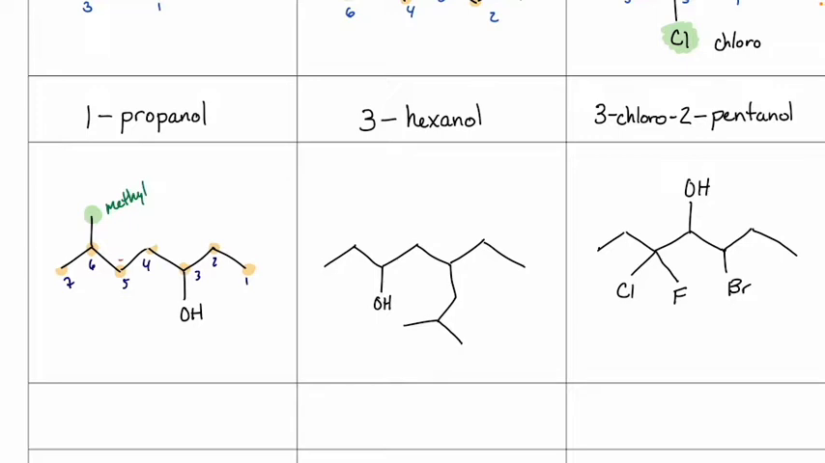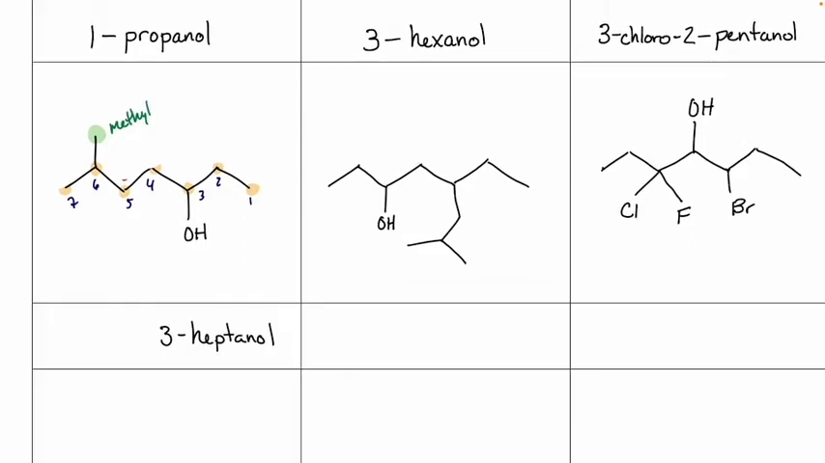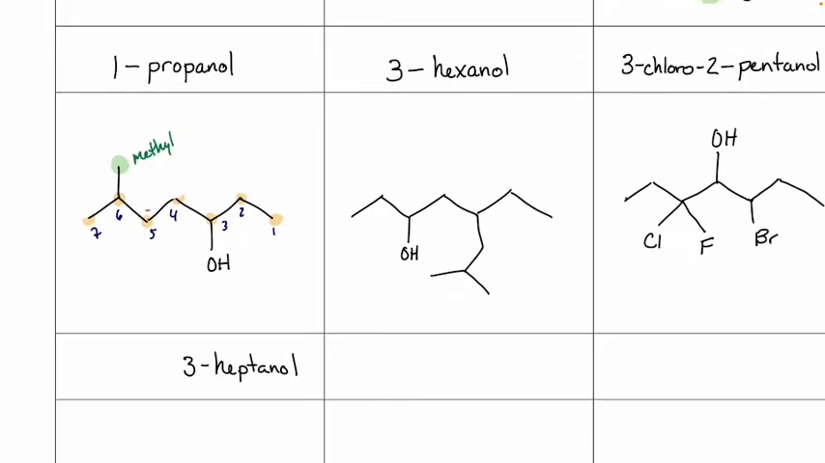So this would be, we got a heptanol, right? 7 is heptanol. That alcohol group is located at carbon 3. And then that methyl group is on carbon 6. So 6-methyl-3-heptanol.